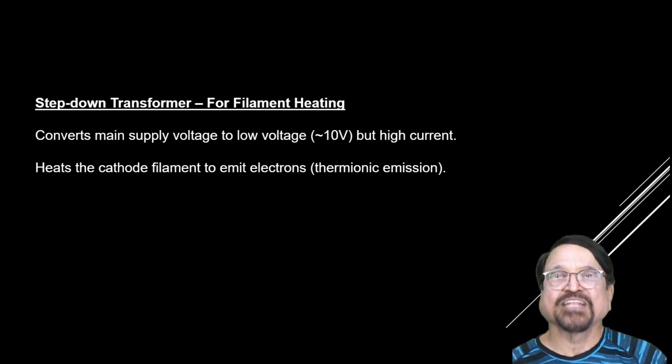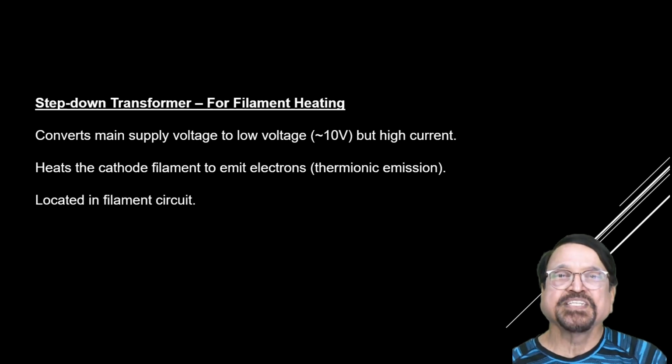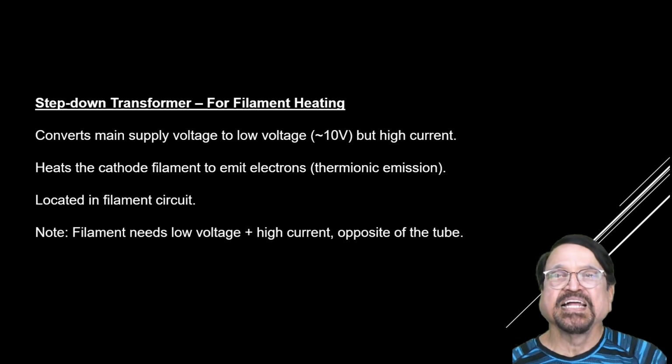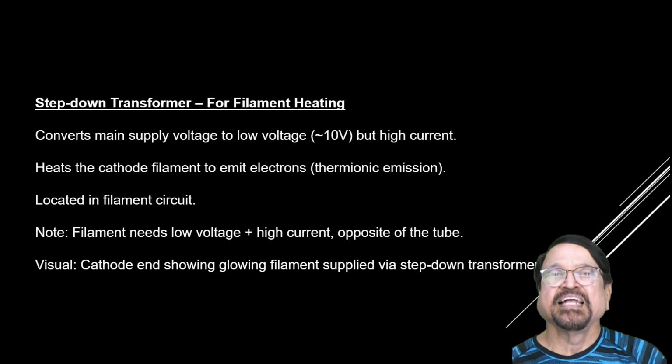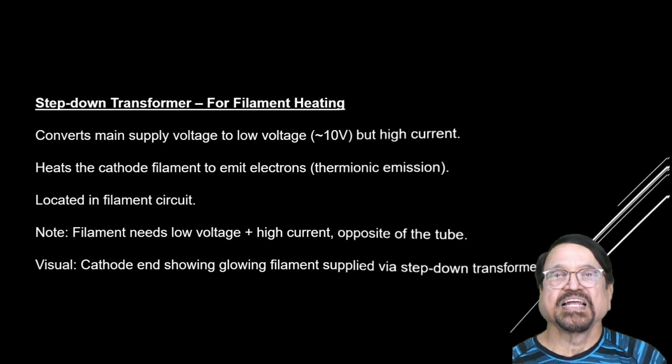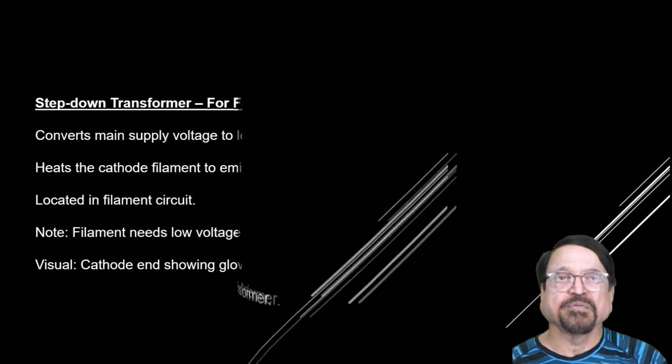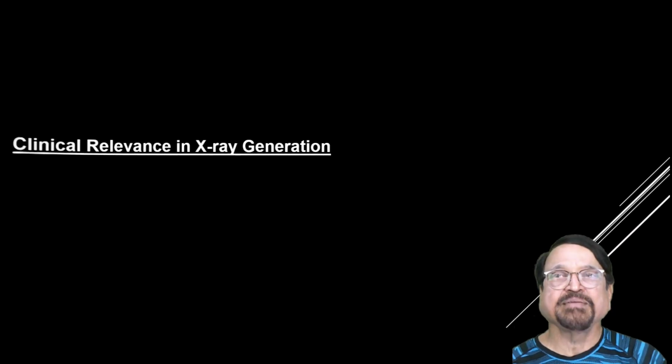It heats the cathode filament and emits electrons, that is called thermionic emission or boil-off effect. Boil-off is a routine word we use, but thermionic emission is the technically correct word. It is located in the filament. Note the filament needs low voltage plus high current, that is to get more electrons. It is shown to you in the visuals at the end of these couple of slides. Once we start the diagrams, it will come in it.